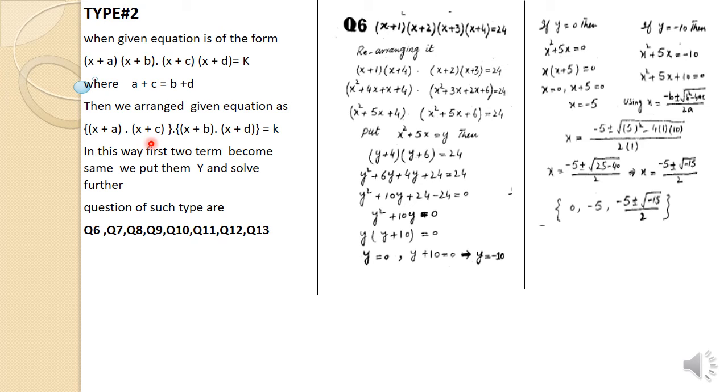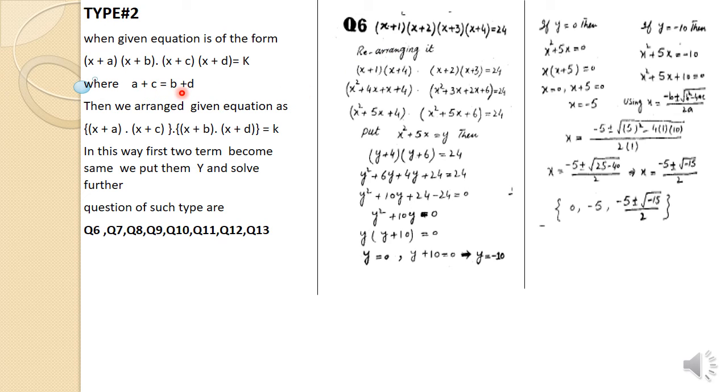Then we arrange the given equation as x plus a into x plus c. If this condition is fulfilled, then x plus a into x plus c, then x plus b into x plus d equals k. In this way the first two terms become the same if we put y and solve further. Questions of this type are type 2: questions 6, 7, 8, 9, 10, 11, 12, 13. So first we start with question number 6: x plus 1, x plus 2, x plus 3 into x plus 4 equals 24.